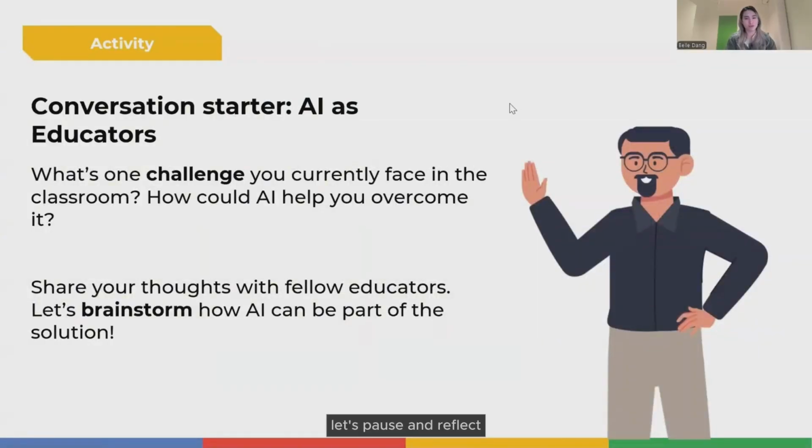Let's pause and reflect. What challenges do you face in the classroom? Could AI help? Think about a very time-consuming or repetitive task like grading, lesson planning, or tracking student progress. Now, imagine if AI could assist with this. Share your thoughts with your fellow educators in the discussion section.